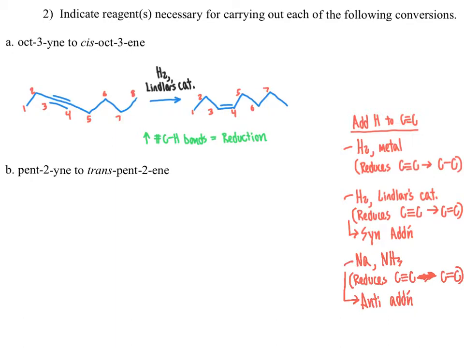So we're starting with pent-2-yne. So we need to draw a 5-carbon chain, and at carbon number 2, we need to have an alkyne group going on there. So I have my 5-carbon chain, and we want to convert that to trans pent-2-ene. So draw my 5-carbon chain in here, and at position 2, we need our alkene group. So we'll go ahead and do that.